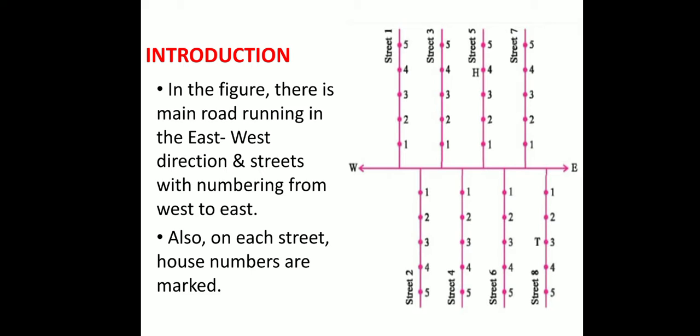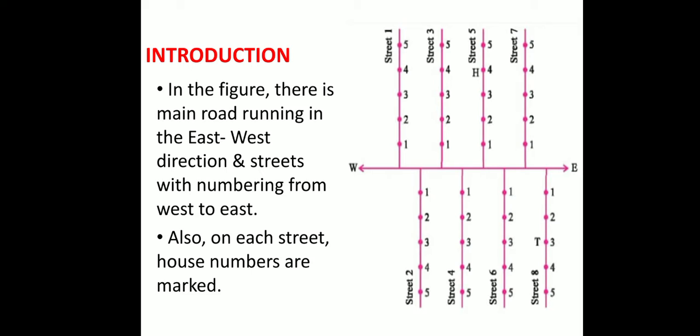For example, consider the following situation. As shown in the figure, there is a main road running in the east-west direction and streets with the numbering from west to east. Also on each street, house numbers are marked. To look for a friend's house, here it is enough to know only one reference point.